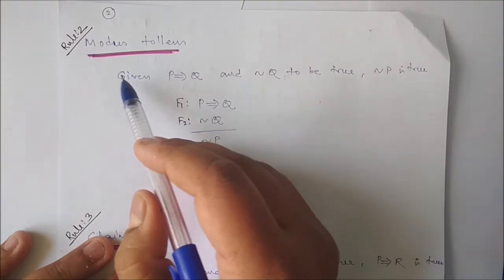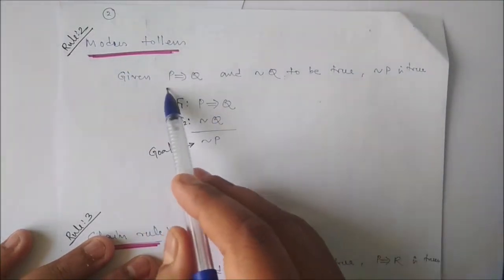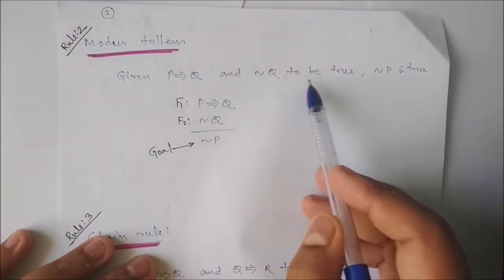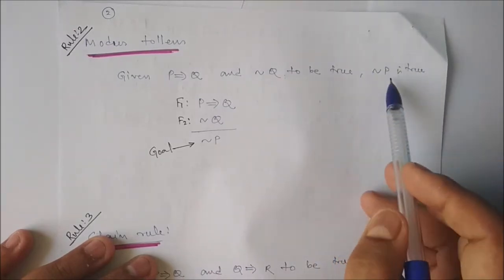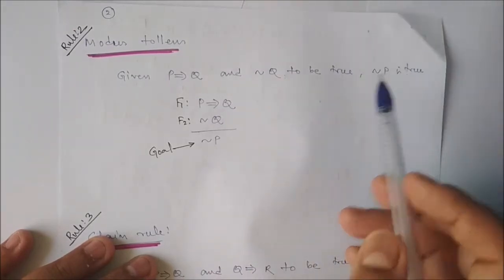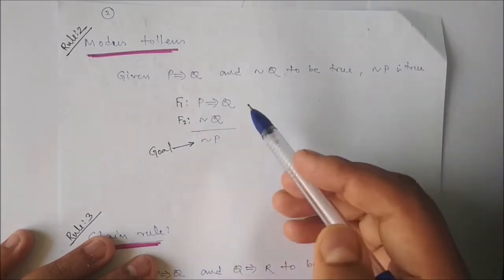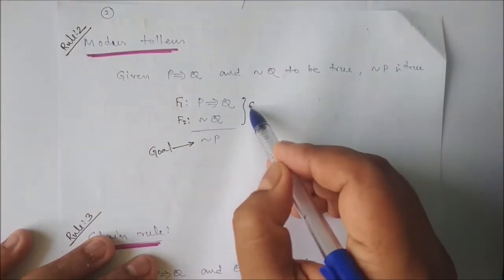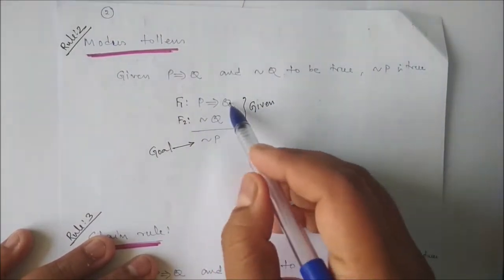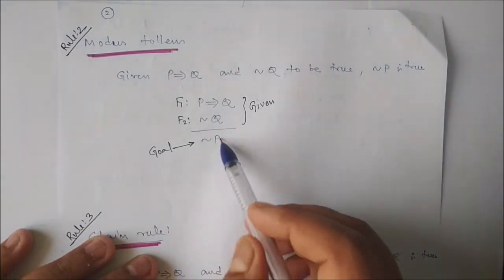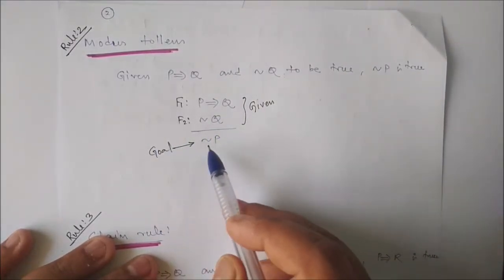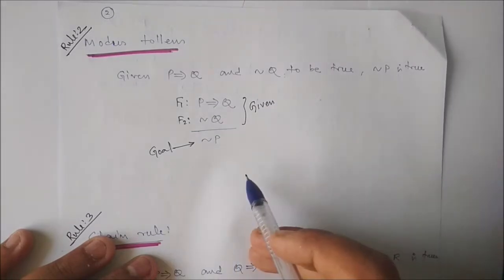Rule 2 is modus tollens. Given P implies Q and not Q to be true, then what is the conclusion? Not P is true. So these two are the given facts: P implies Q, and not Q is true. So the goal will be that not P is also true.